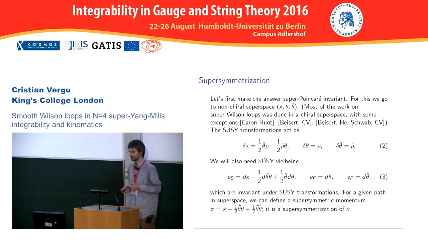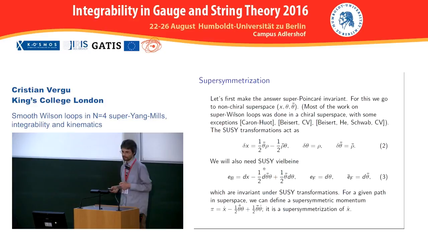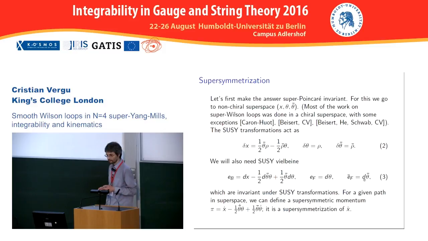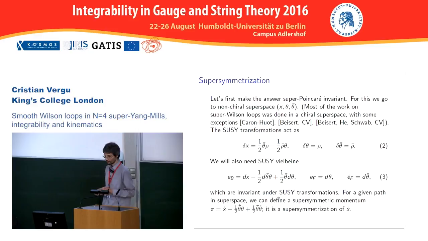And now I have to introduce some super geometry. I have to define some field vielbeins, which are supersymmetric. Since x is not invariant under supersymmetry transformations, then dx will not be invariant either. I have to correct by adding some quadratic pieces like this, where the fermionic parts are invariant. If I do delta theta equals rho, then this EF is invariant. EB is also invariant if you go through the computation. So this can be written as a supersymmetric momentum in terms of the derivatives of x and theta with respect to a parameter on the curve.